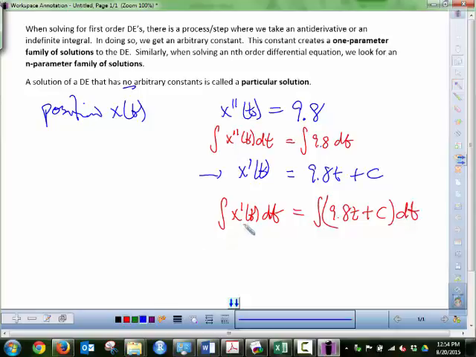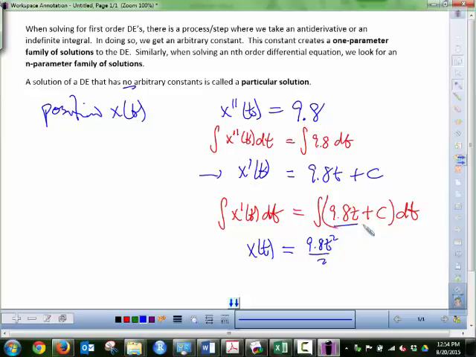And then what I would get here now is the integral of a derivative is the original function. So that would be x of t. Now I got x of t all by itself. And now I would integrate this. The integral of 9.8t is what? So 9.8t squared over 2.